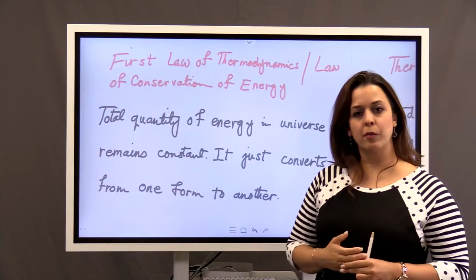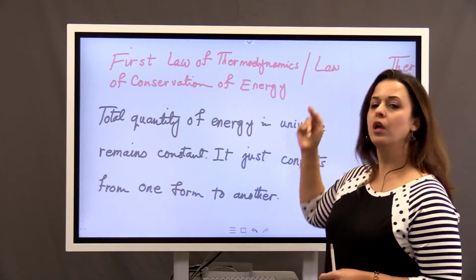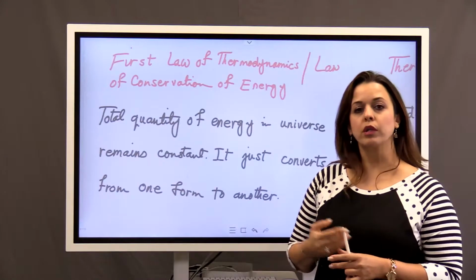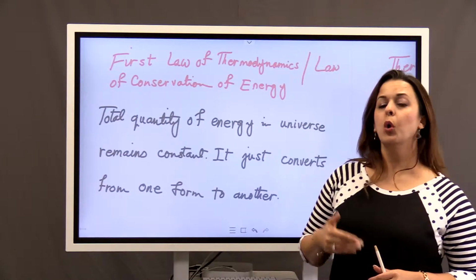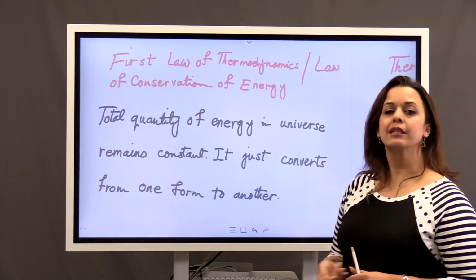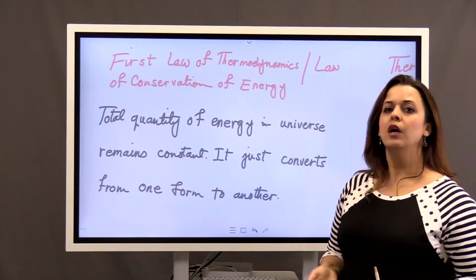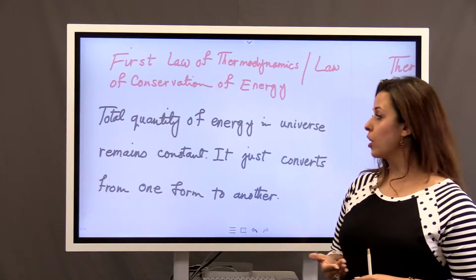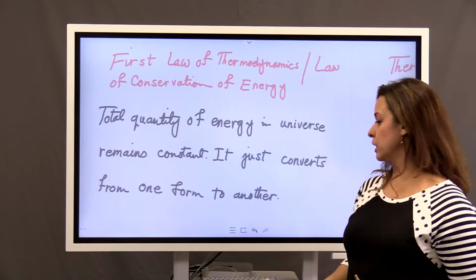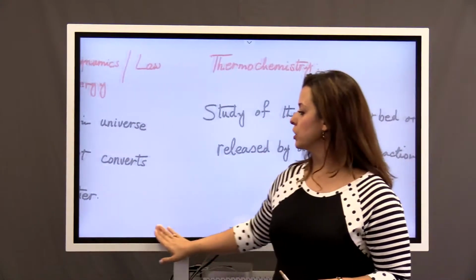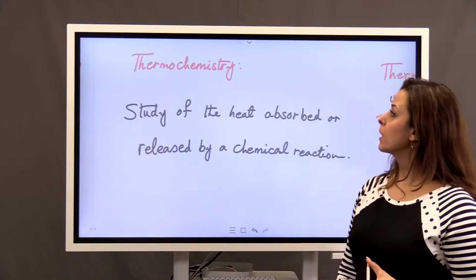The first law of thermodynamics is what you already know. You know it under the law of conservation of energy. So the law of conservation of energy is the same as the first law of thermodynamics. What does this law say? It says that the total quantity of energy in the universe is constant. It remains constant, but it only changes from one form to another form. So that's the law of conservation of energy. Energy is neither created nor destroyed, but it changes from one form to another form.